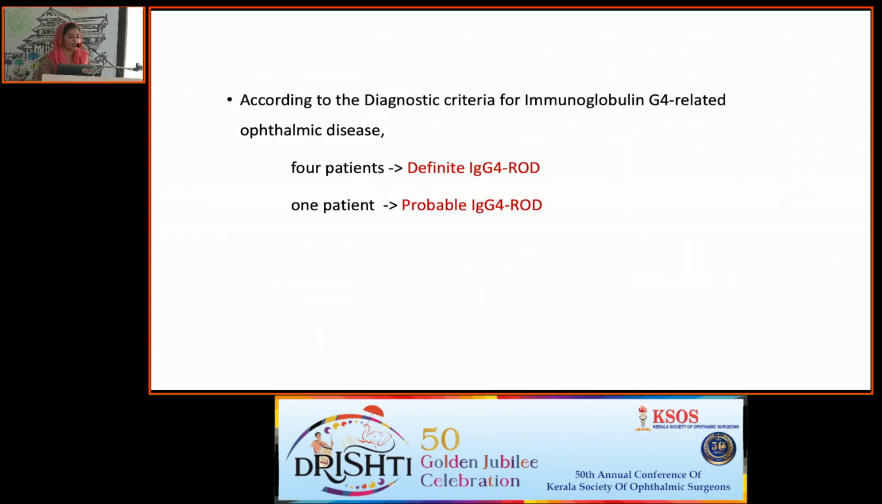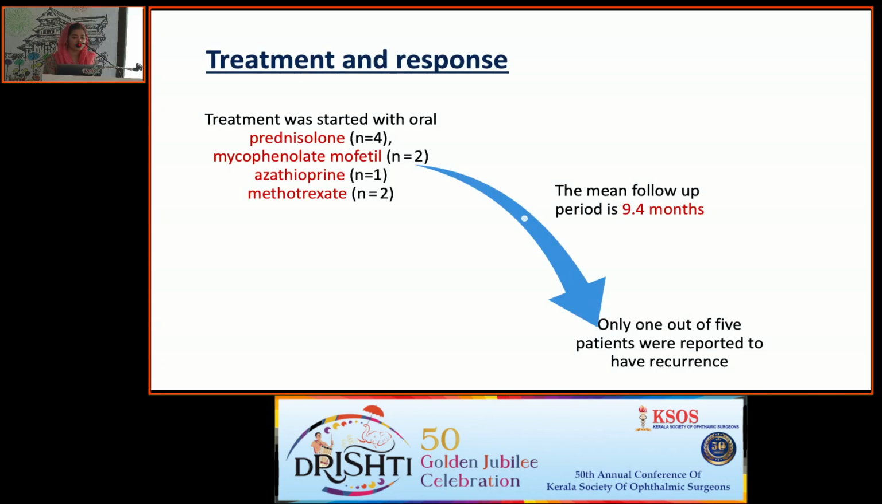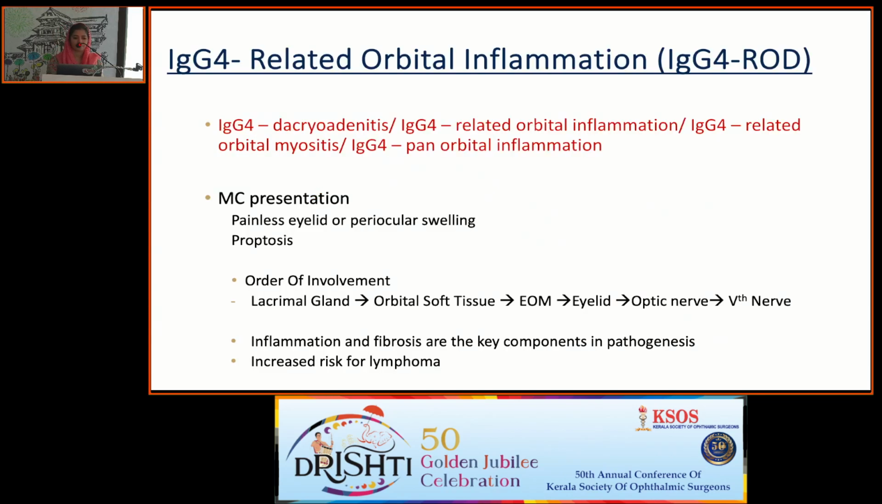And according to the diagnostic criteria for immunoglobulin G4 related ophthalmic disease, 4 patients were classified into the definite IgG4 related ophthalmic disease category and 1 patient into the probable category. Treatment was started with oral prednisolone, mycophenolate mofetil, azathioprine, and methotrexate. The mean follow-up period is 9.4 months, and only 1 out of the 5 patients was found to have recurrence.